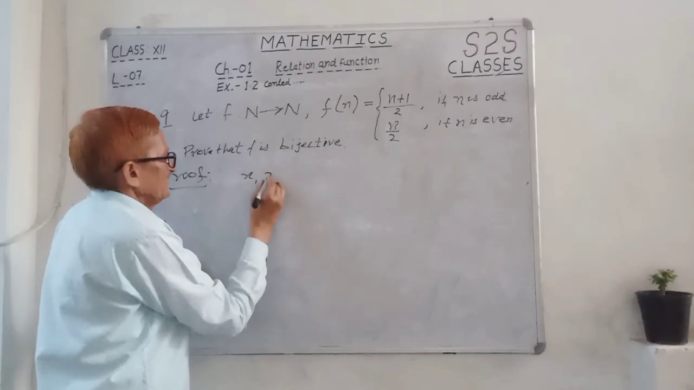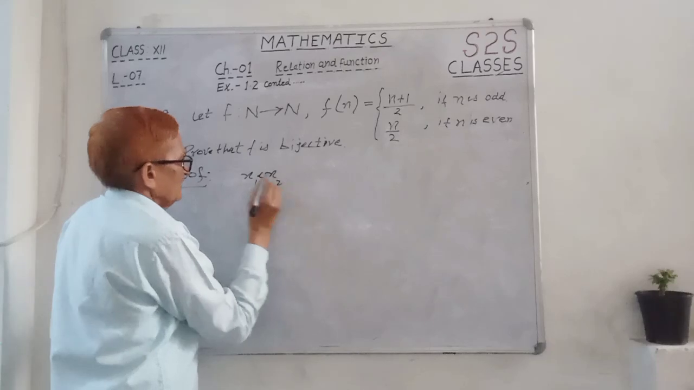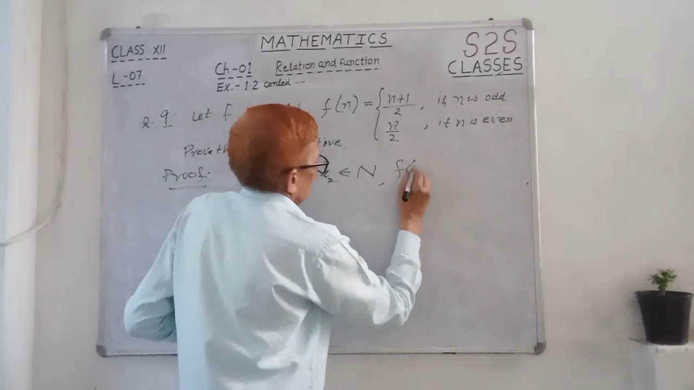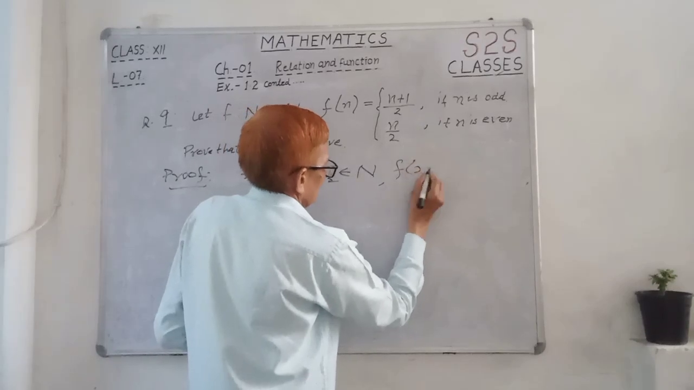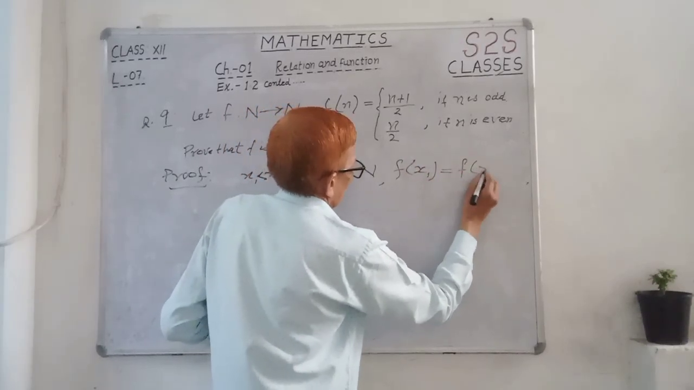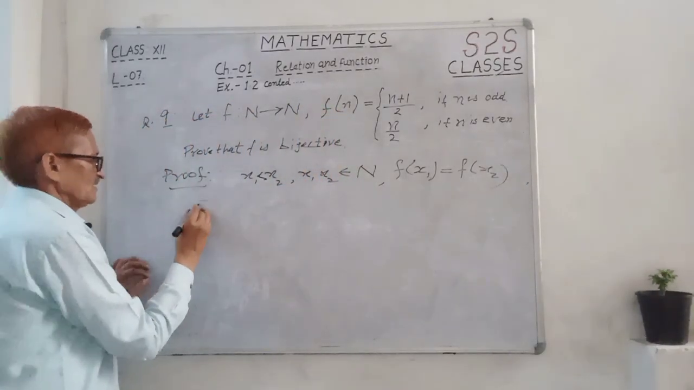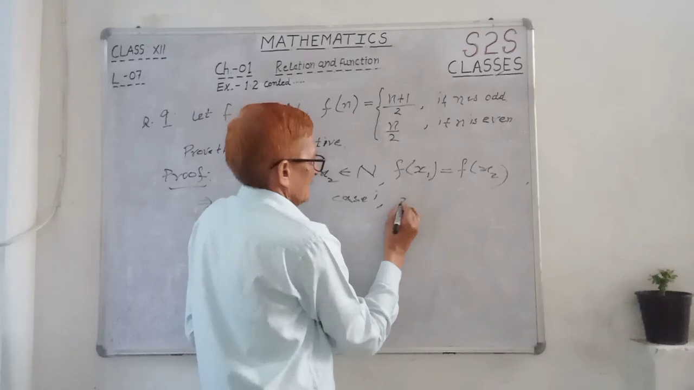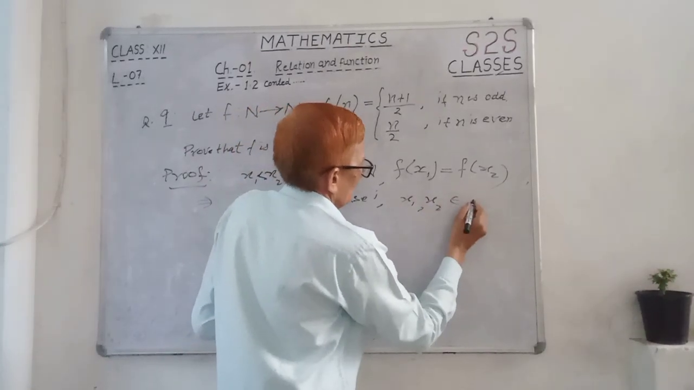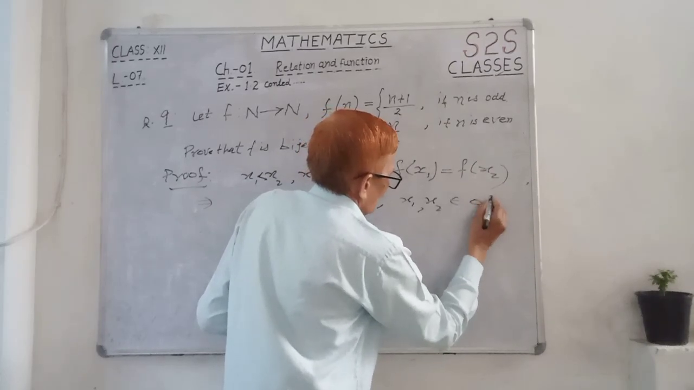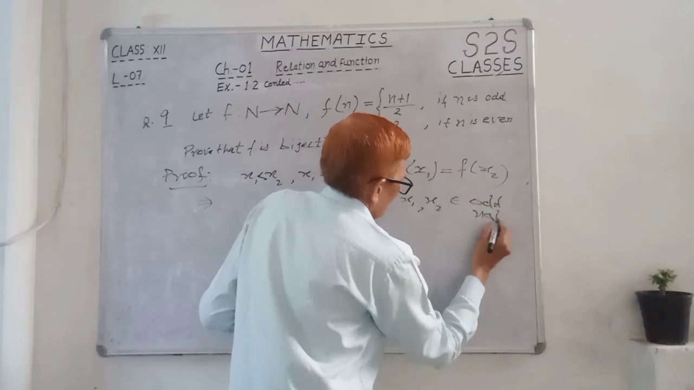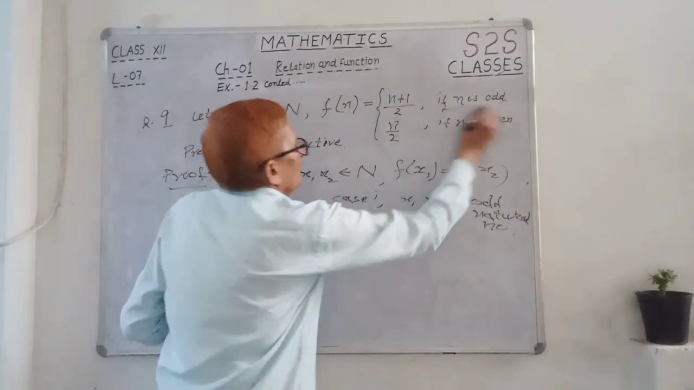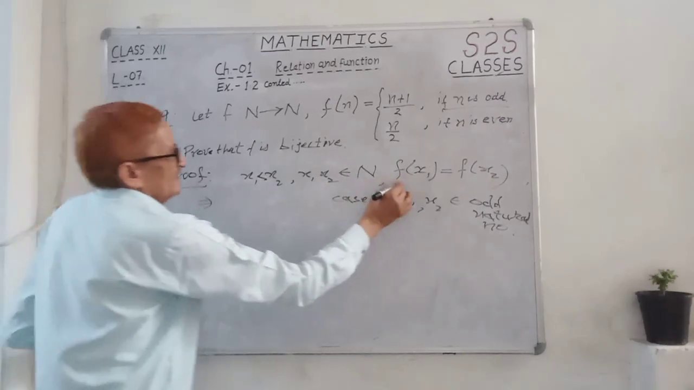Let x1, x2 be not equal and both belong to natural numbers such that f(x1) is equal to f(x2). This implies case first. What is case first? x1, x2 both belong to odd natural numbers.